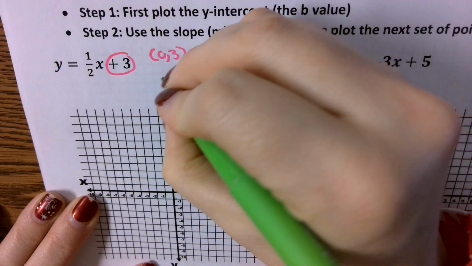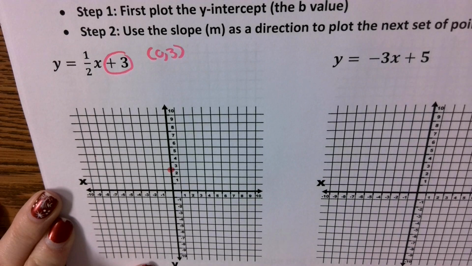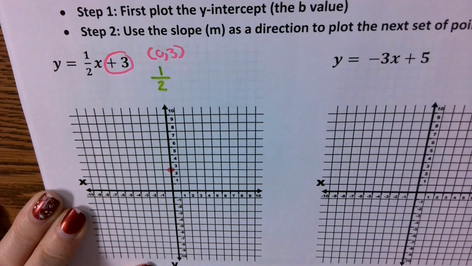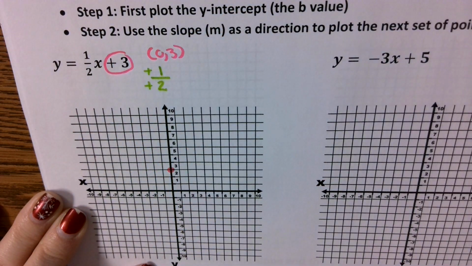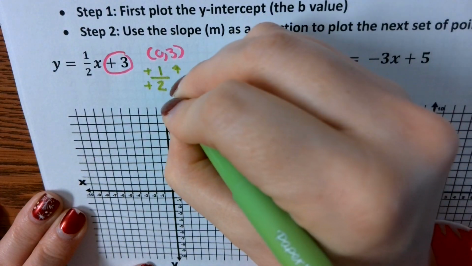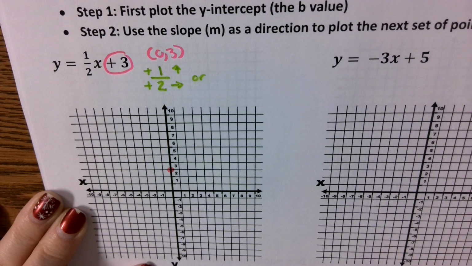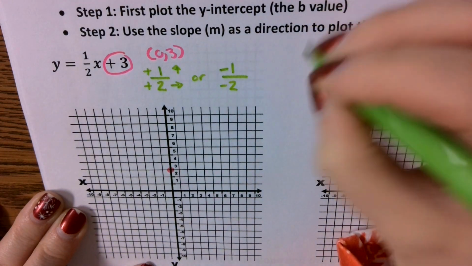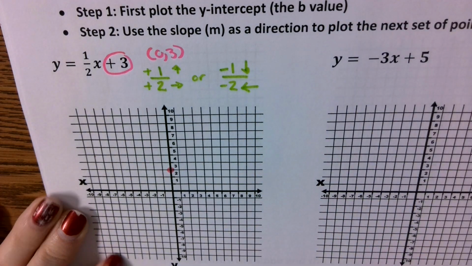Our slope does have direction. Now, this is where we can go forwards and backwards. Since our slope is 1 over 2, that means they both could be positive, which means we could go up 1 and to the right 2, or we can write positive slopes as double negatives. So they both could be negative. So -1 over -2, which means we would be going down 1 and to the left 2.